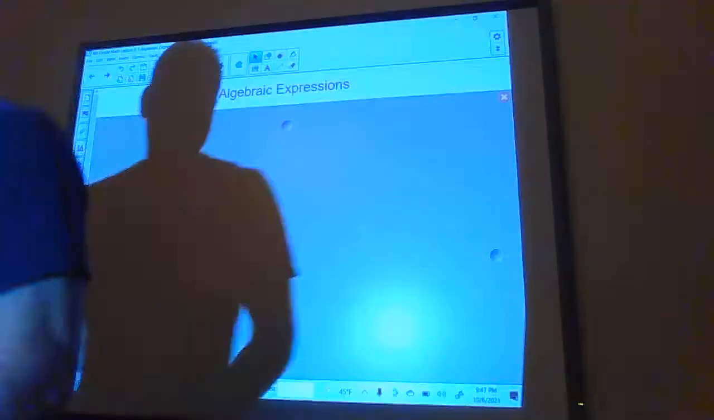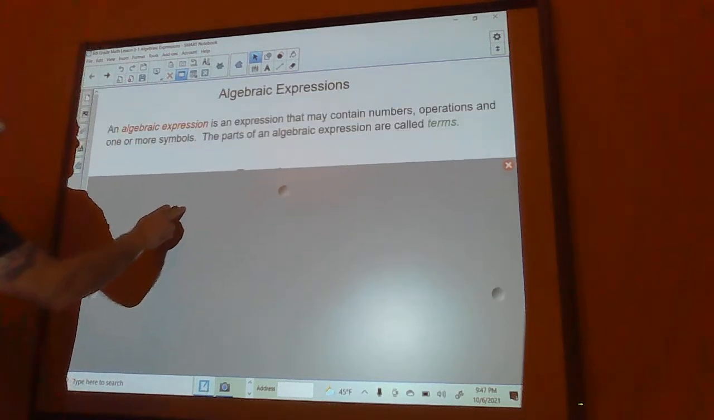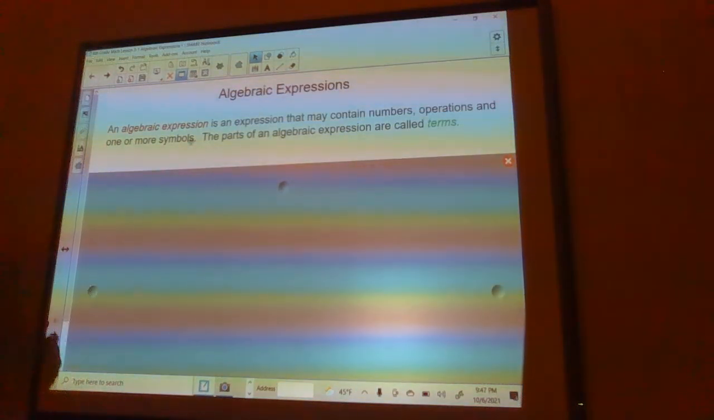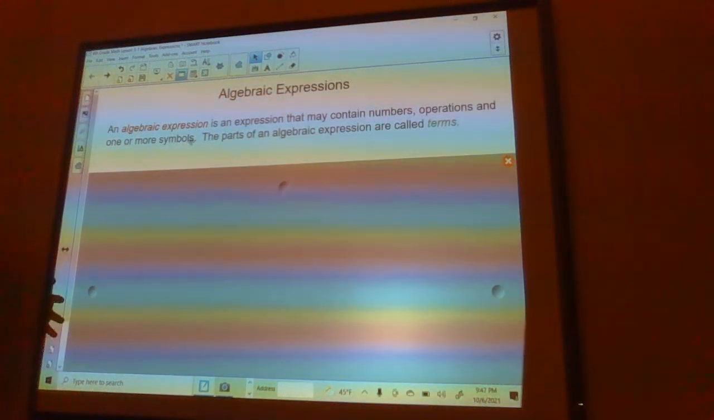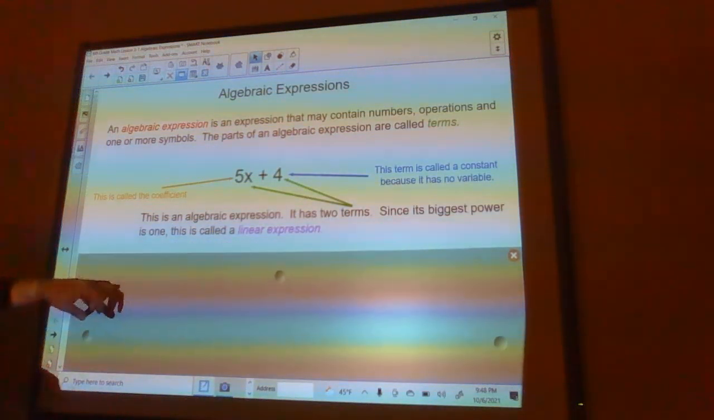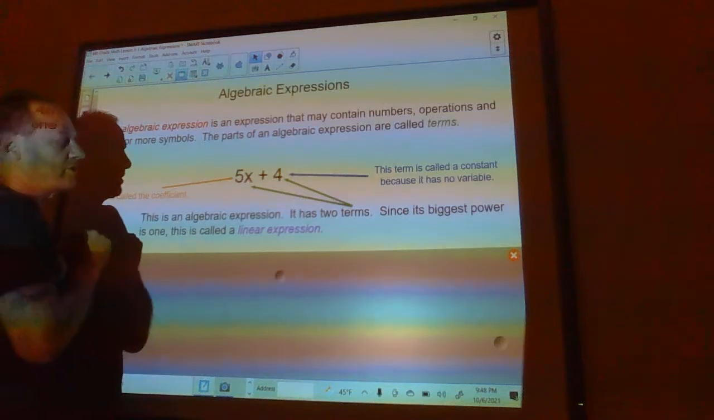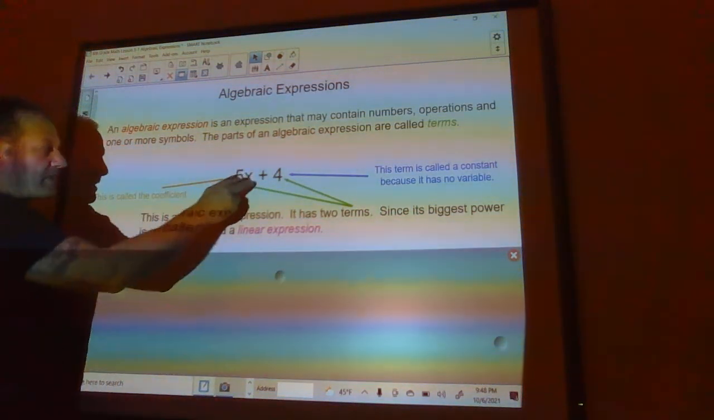Hey guys, today we are going to talk about algebraic expressions. So an algebraic expression is an expression that may contain numbers, operations, and one or more symbols. The parts of an algebraic expression are called terms. So here we have an algebraic expression. It has two terms. They're separated by the plus sign.